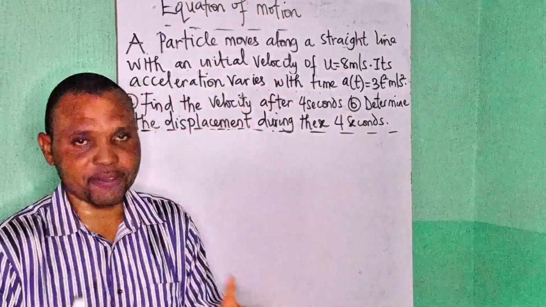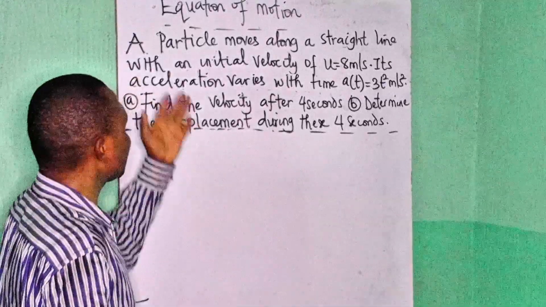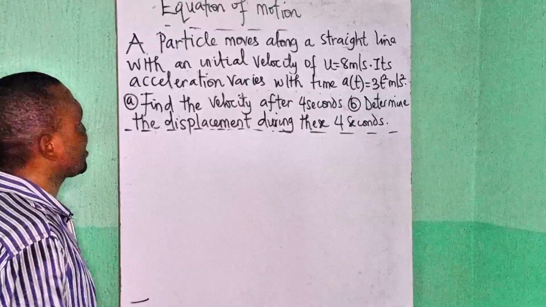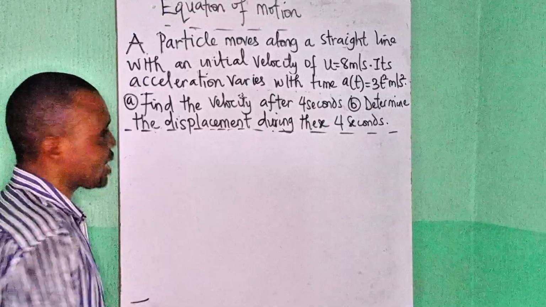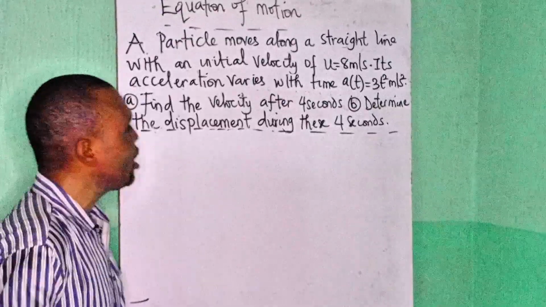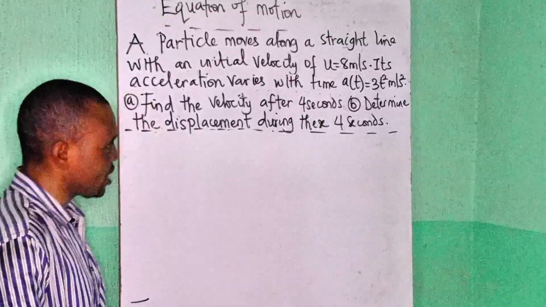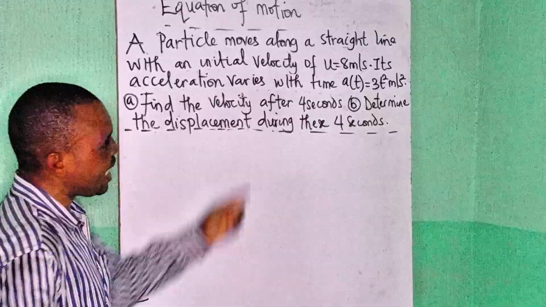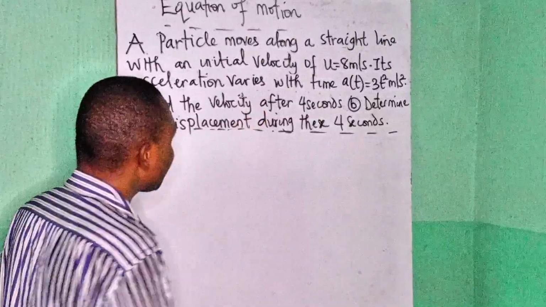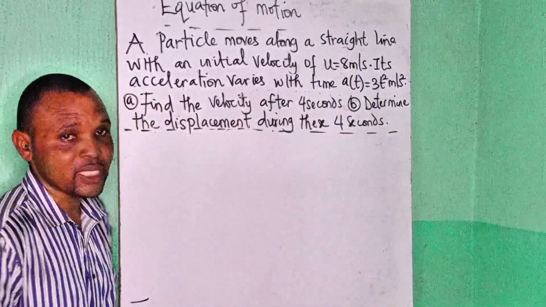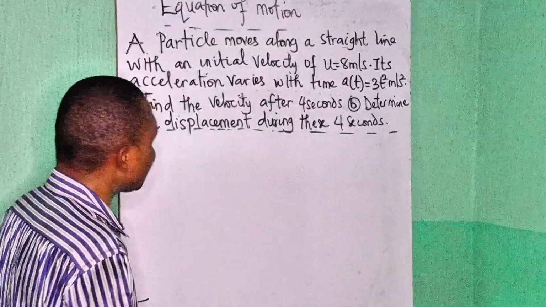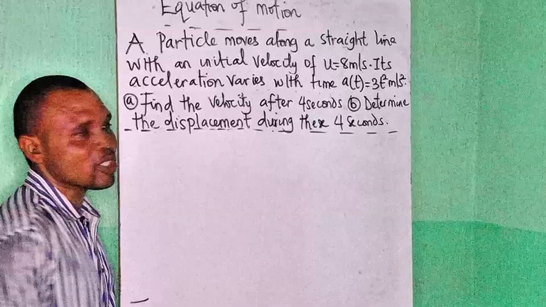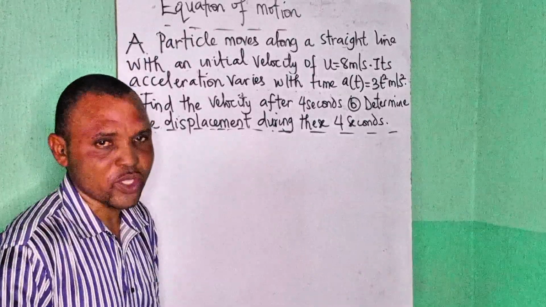Today we shall be looking at physics and the topic on the board is equation of motion. Now there's a question on the board. It reads: a particle moves along a straight line with an initial velocity of u equals 8 meters per second. Its acceleration varies with time, a as a function of time equals 3t squared meters per second squared. A says, find the velocity after 4 seconds. And B says, determine the displacement during these 4 seconds. Now, how do we solve this question? Let us go.